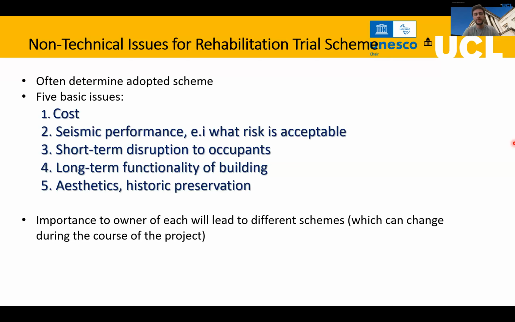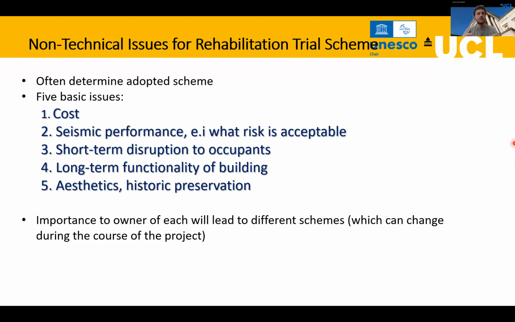So just to finish this presentation, besides the technical issues of rehabilitation, there are also some non-technical issues that should be considered. These usually determine which type of retrofitting you need to implement. The first one usually is the cost. The second is the seismic performance. What type of risk is acceptable? For example, if we are talking of a residential building, it's different than if we are talking of a hospital. So we need to see what is the acceptable level of hazard. Then we have some short-term disruption to the occupants, the long-term functionality of the building, and also aesthetics in terms of historic preservation.